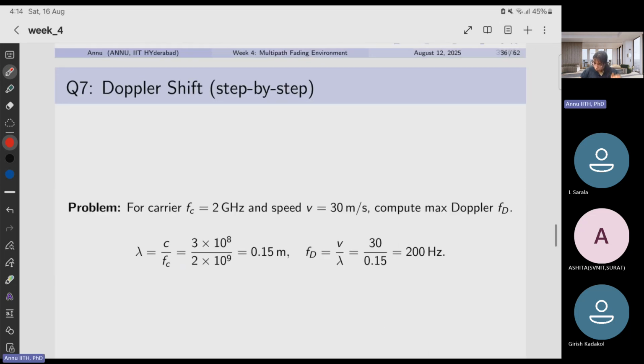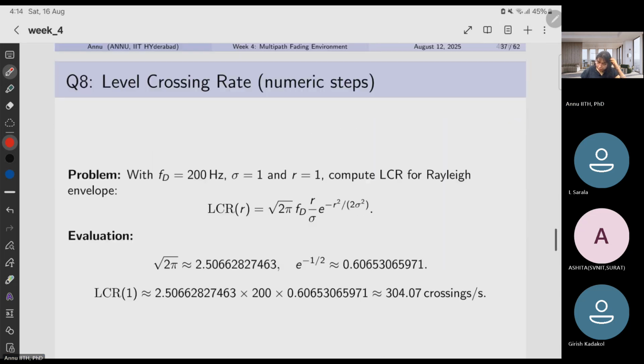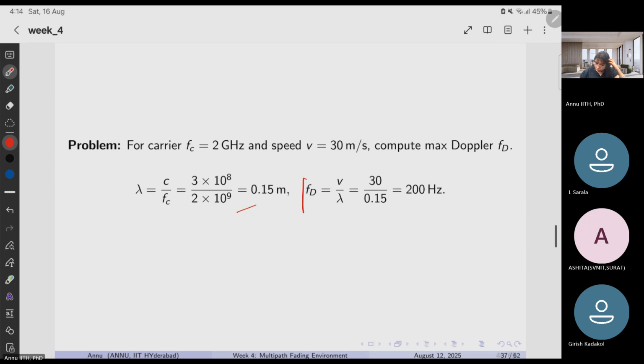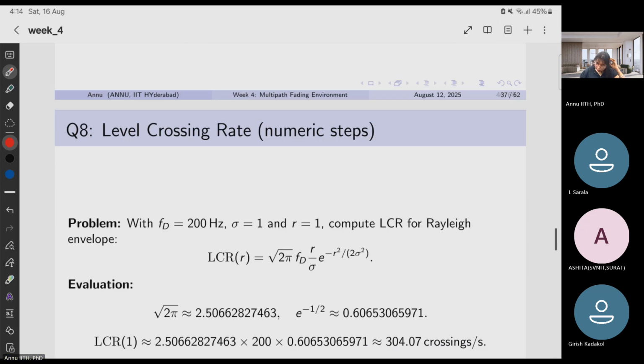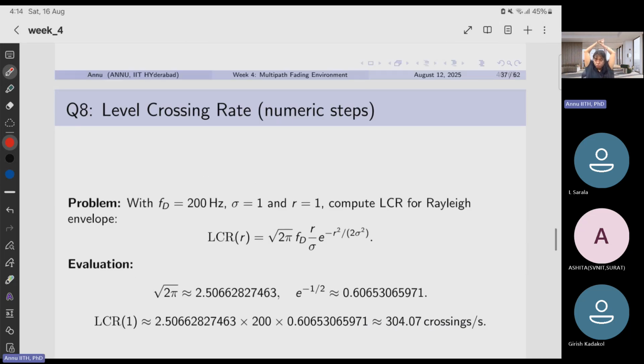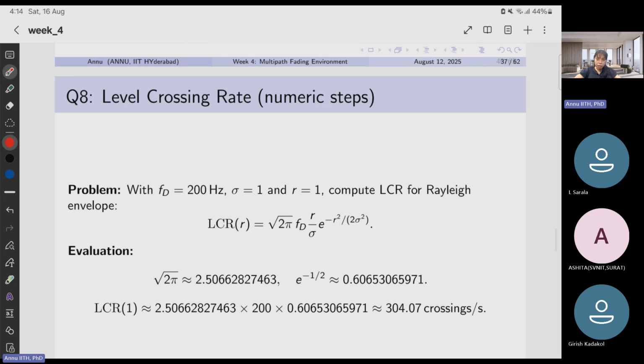Doppler shift. Fd is equal to V by lambda. Lambda you have to calculate and then we have to keep this value. Level crossing rate: keeping the formula with Fd equal to 200 Hertz, sigma equal to 1, R equal to 1, compute LCR for the Rayleigh envelope. LCR at R is equal to root over 2 pi Fd times R by sigma e power minus R square divided by 2 sigma square. Keeping the evaluation, you're getting it, you can just cross verify by your calculations also.